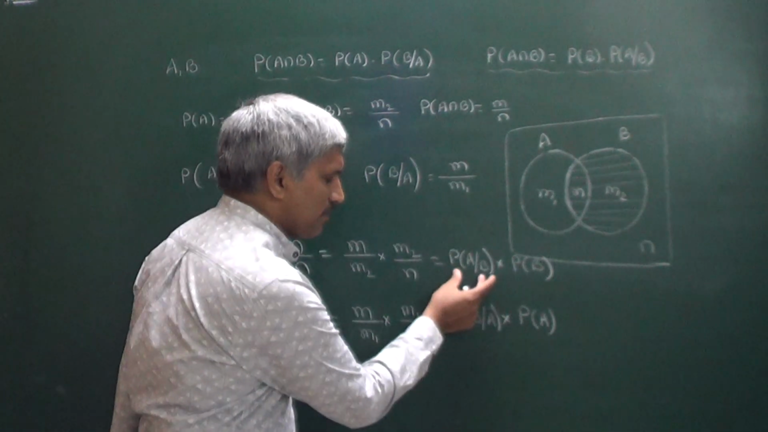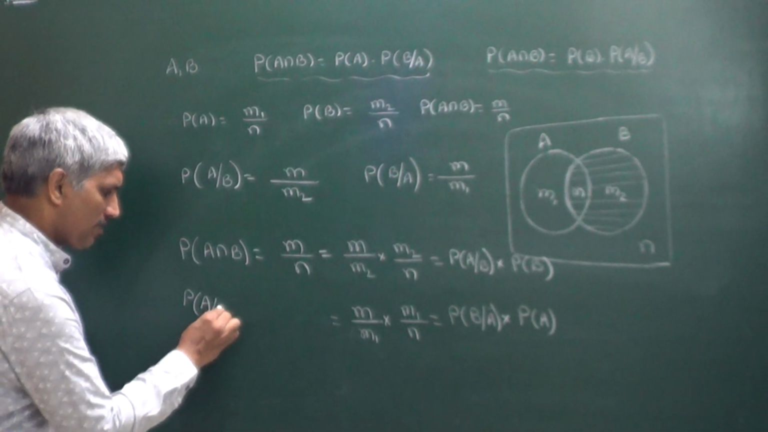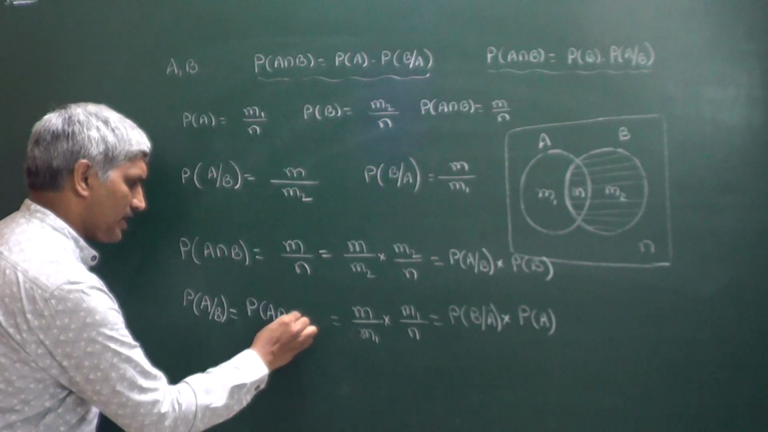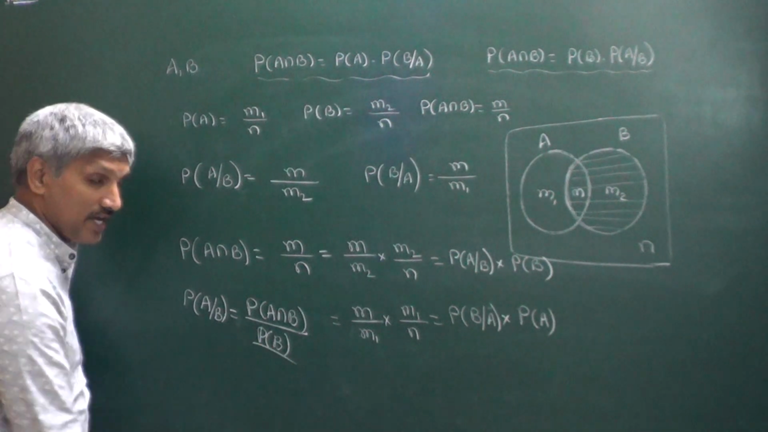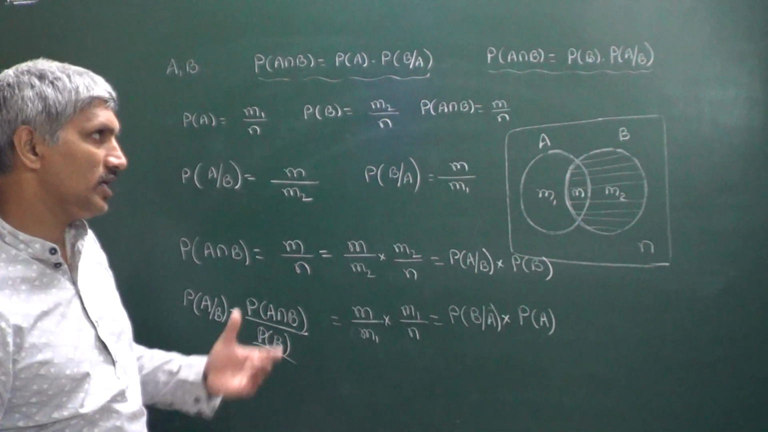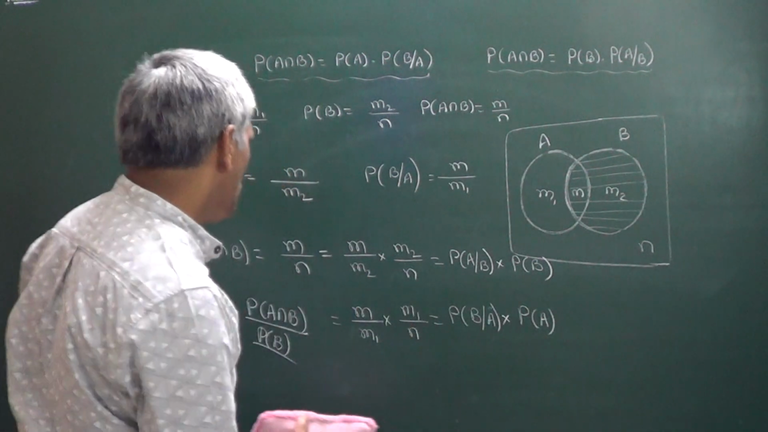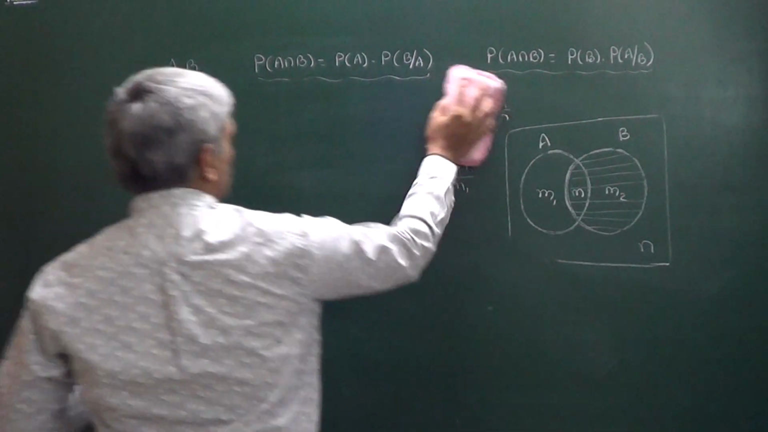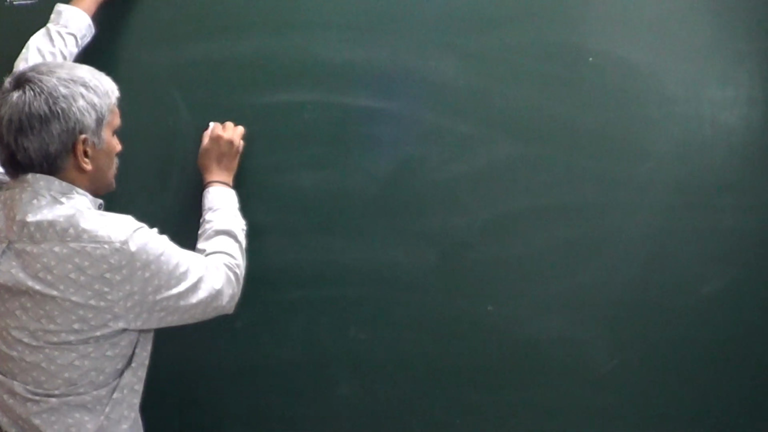Because P of A by B, as we discussed in earlier conditional probability, is equal to P of A intersection B divided by P of B. Now here P of B not equal to 0. Similarly in this case P of A not equal to 0, right? So that is the multiplication theorem on probability. This proof may be required for board exam purposes. Okay, so that is the discussion we did.